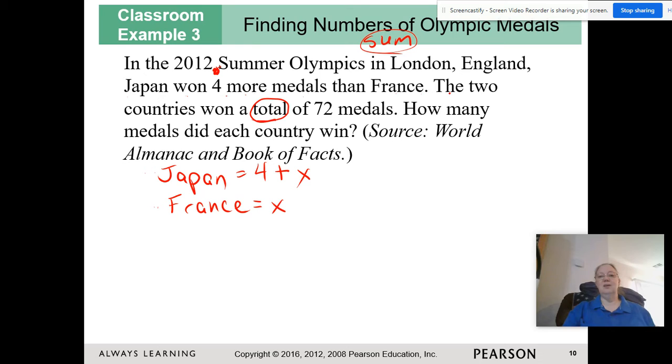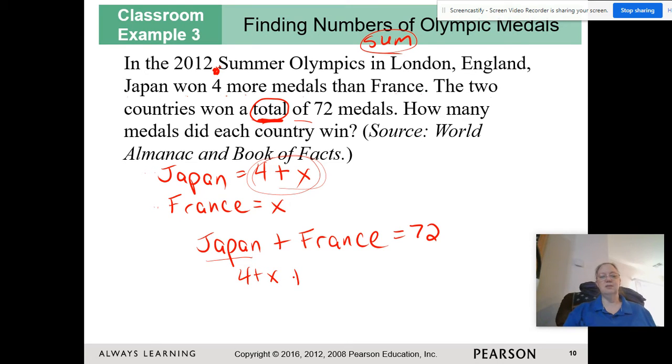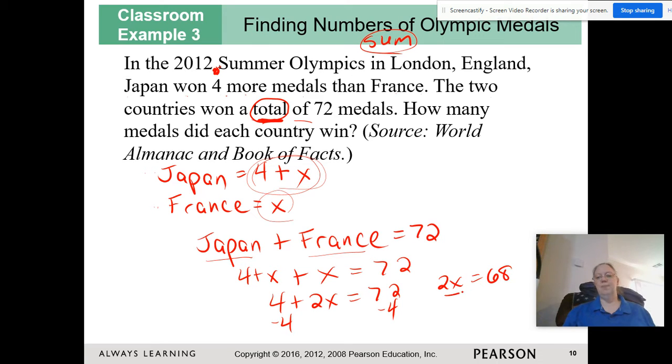All right. Then the 2 countries won a total. We're going to add something up. What are we going to add? We're going to add our 2 countries. Do not skip this step either. Total of 72. All right, so we're going to replace our Japan with what we said Japan was equal to, 4 plus X. And we're going to replace our France with what we said France was equal to, which is X. And we are going to combine like terms and solve by subtracting 4 and divide by 2. And we get X is equal to 34.